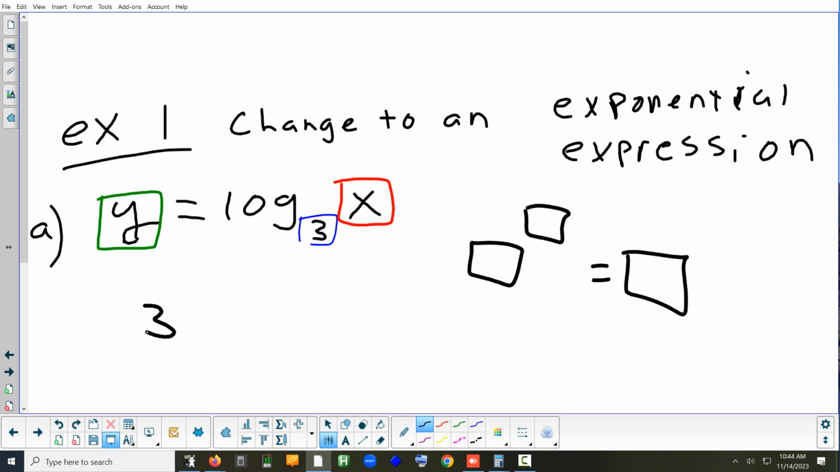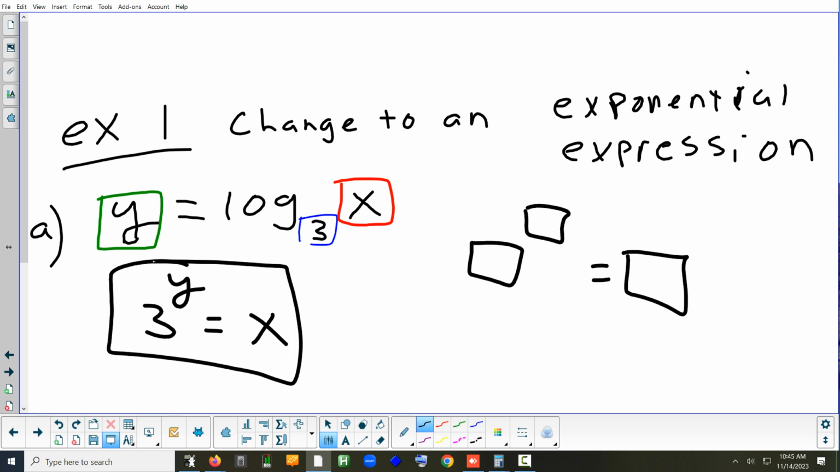Logarithms always equal what kind of number? Exponent. Logarithms always equal the exponent. So y is the exponent. And what ends up by itself on the other side? The x, because it's the argument. It argued with everybody. It ends up by itself. Now, there's nothing more you can solve there. If you knew y was like 2, well, then you could plug in 3 to the second power and get 9. But there's nothing else we can do. That's it. That's how you change from log form to exponential form.